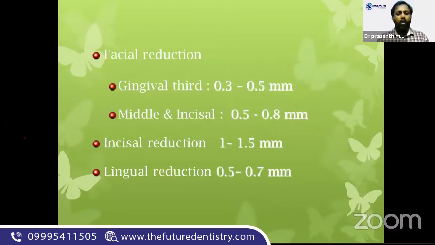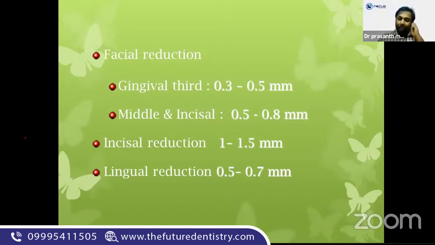So facial reduction. Facial reduction in the gingival third, it's 0.3 to 0.5. Middle and incisal, I'm telling about the facial reduction. That means from the labial aspect. So facial reduction, it is from 0.3 to 0.5 mm. You can now assess the thickness of that veneer material because it will be 0.3 mm of thickness in the cervical aspect. So gingival third, it will be 0.3 to 0.5 mm reduction. Middle and incisal, it is 0.5 to 0.8 mm.